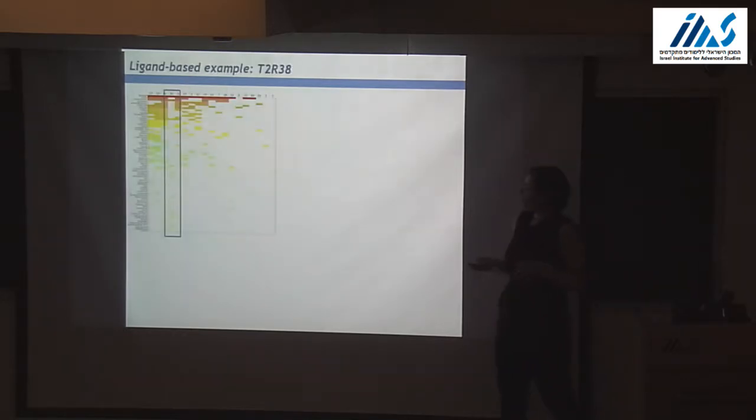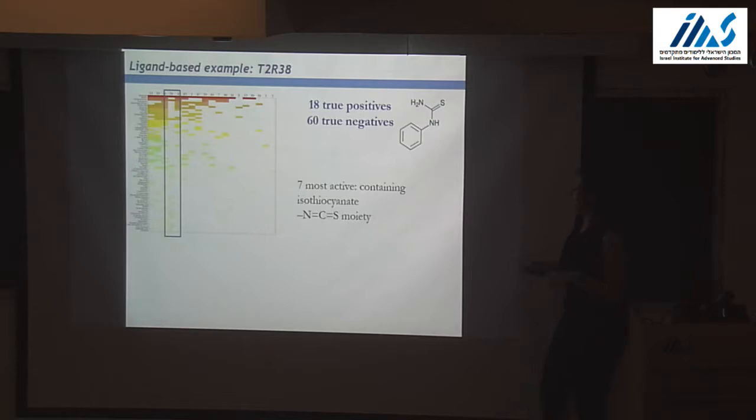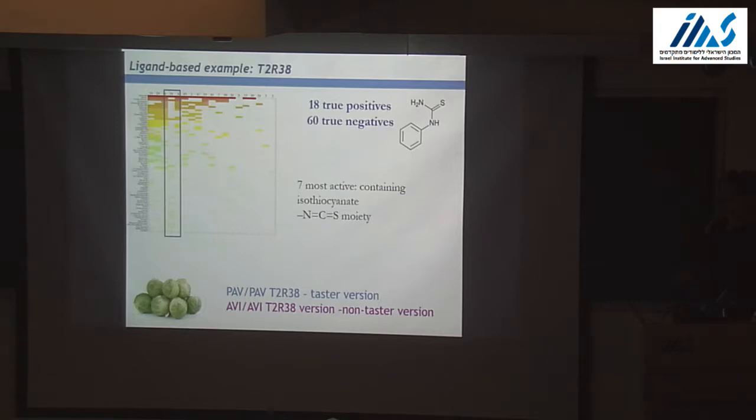We know some ligands, and interestingly, these ligands, typically the most active ones, contain the isothiocyanate moiety. And we have true negatives and true positives, and we can basically, and by the way, the glucosinolates in broccoli, for example, or in other vegetables, release such molecules, and this is why some people really hate them and some people don't mind.